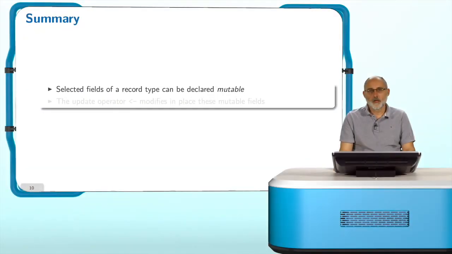To sum up, we have seen that it is possible to declare mutable some selected fields of a record type, and the same update operator we have used for arrays can be used to modify in place these mutable fields.